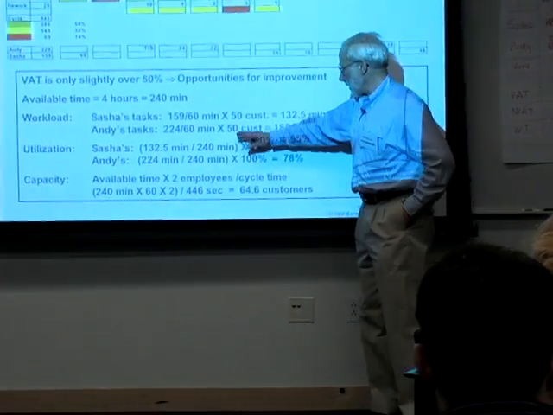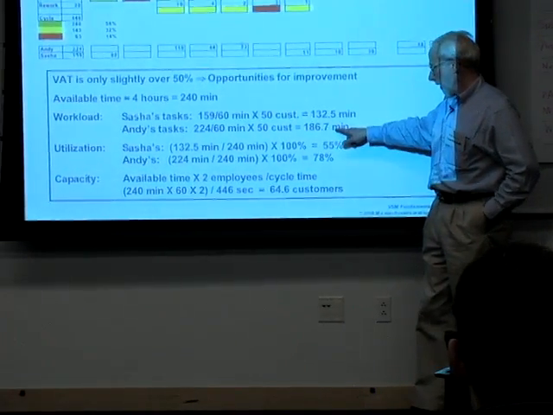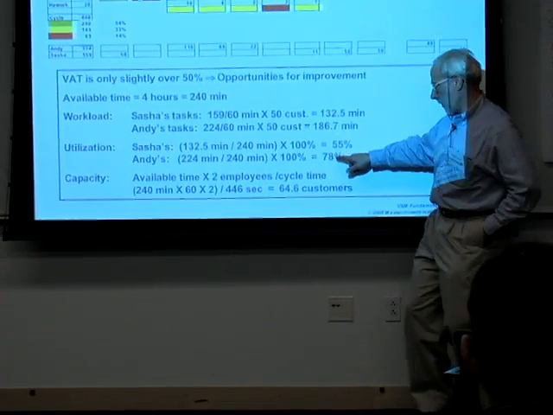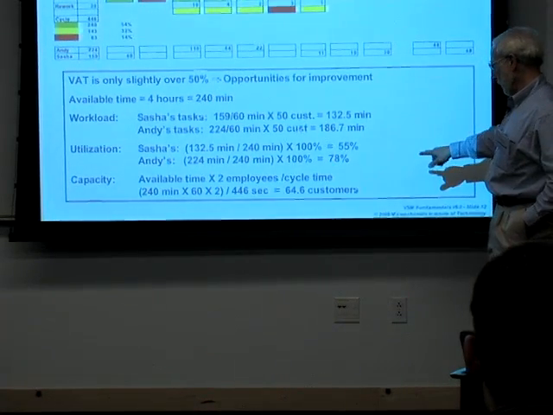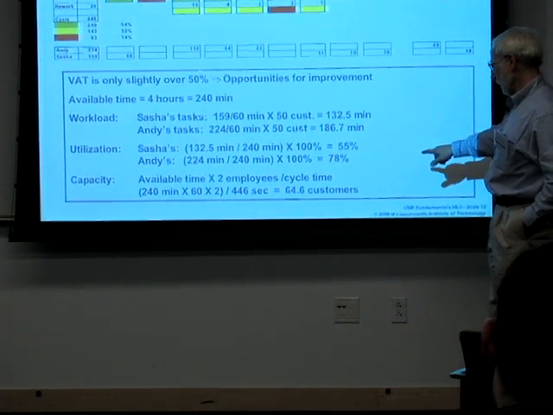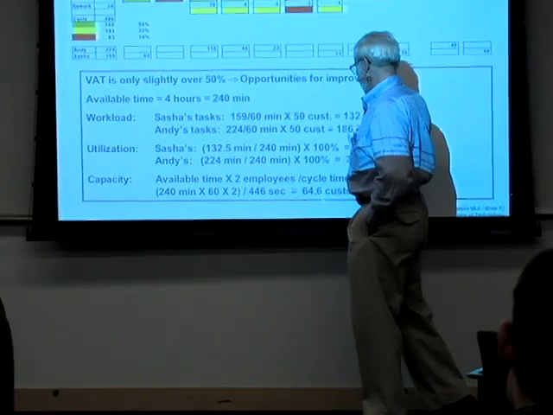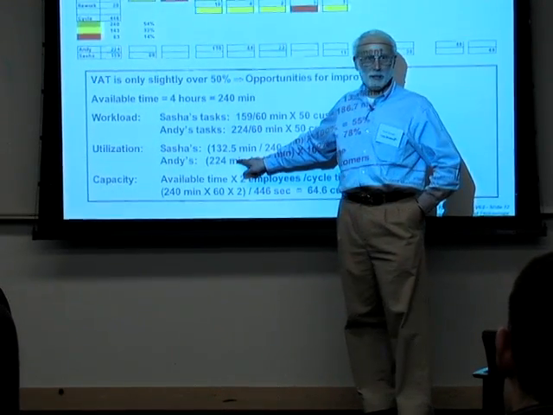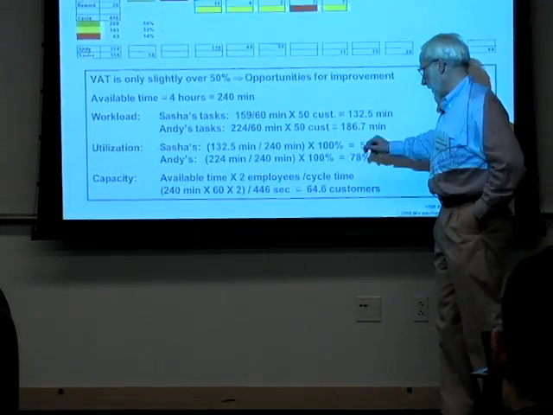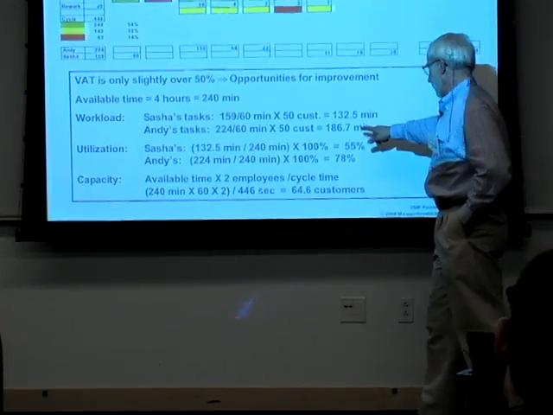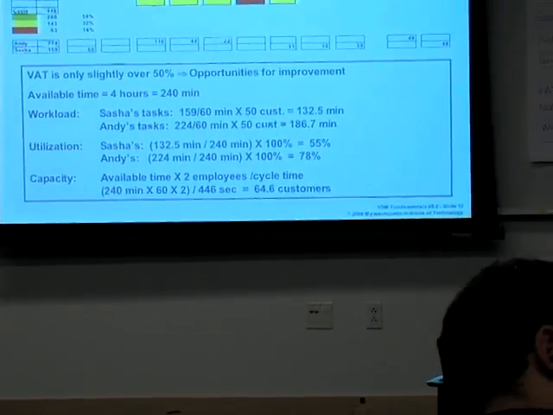Okay. Andy's a little bit more overloaded. We got the 224 minutes times the 50 customers, 186 minutes total. I think I see a bug here. Annalisa, can you note a correction on this chart? Anyway, this should be 186 over 240, which is 78% utilized. So Andy's working harder than Sasha.